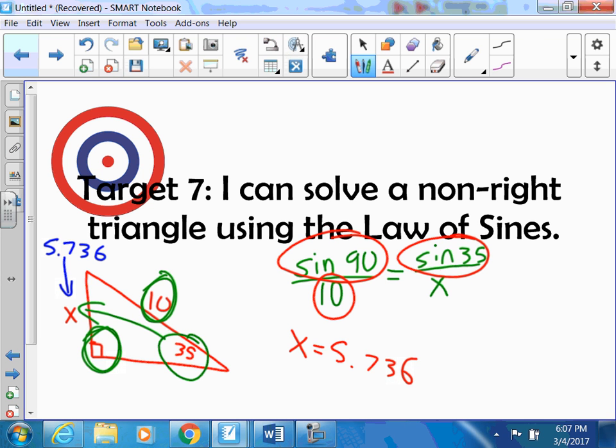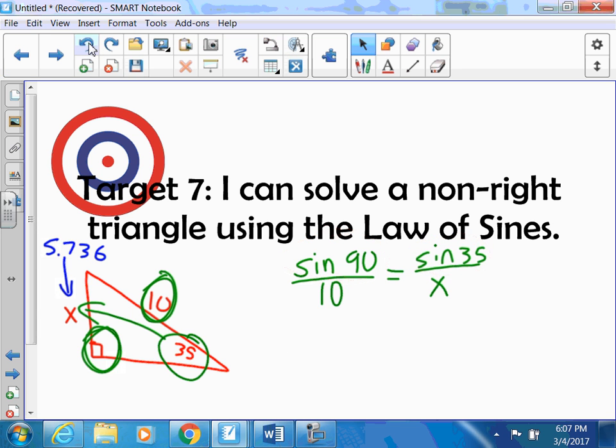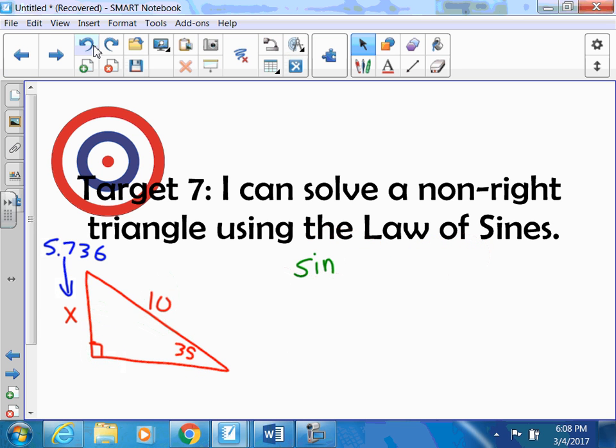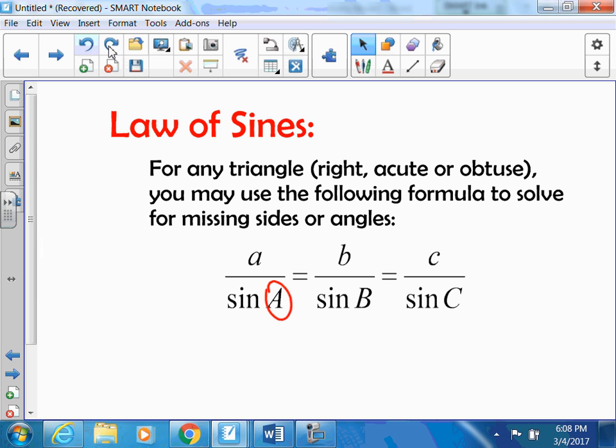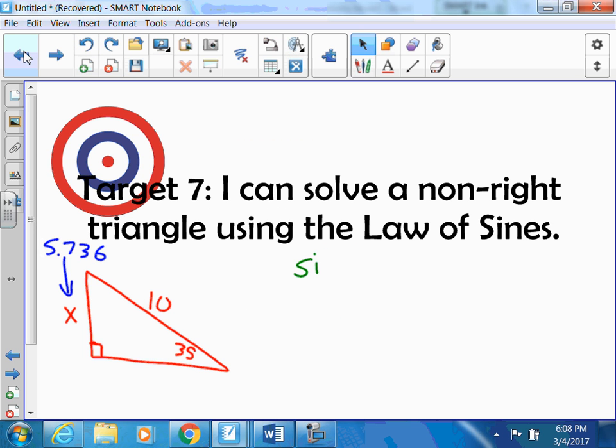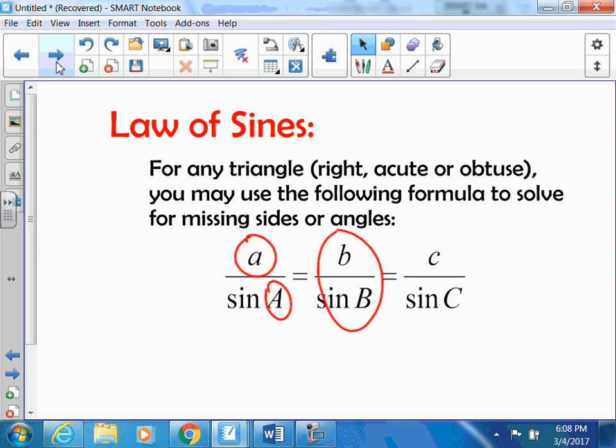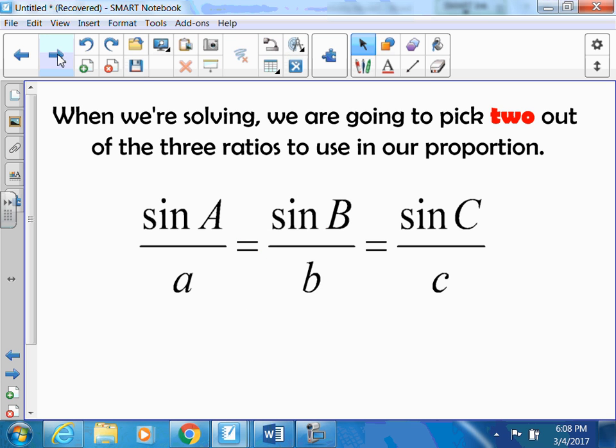My point is this: with this problem, there are other ways to solve for missing parts of triangles. We can do law of sines. And the reason we have law of sines is because not every triangle is a right triangle.